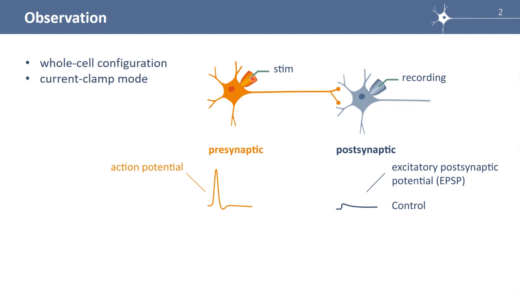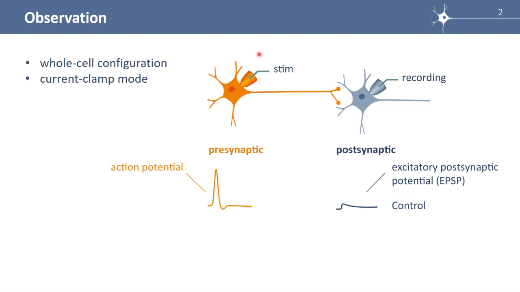If we stimulate the orange neuron, we record in response to the stimulation an action potential. And in response to this action potential, we record in the postsynaptic neuron a small depolarization that, because it's a depolarization, we call excitatory postsynaptic potential.